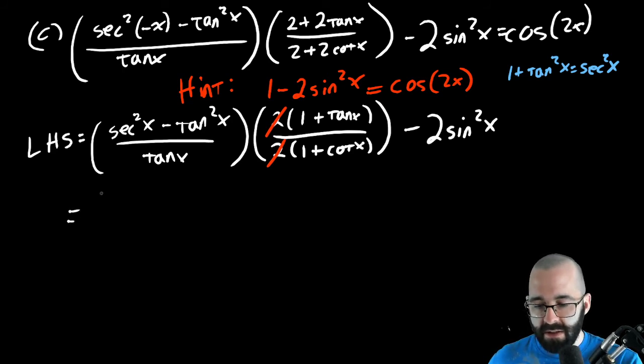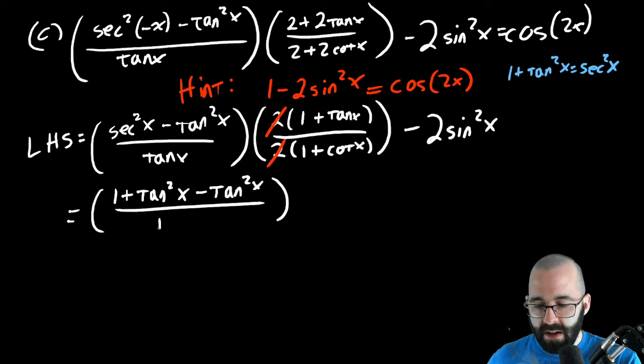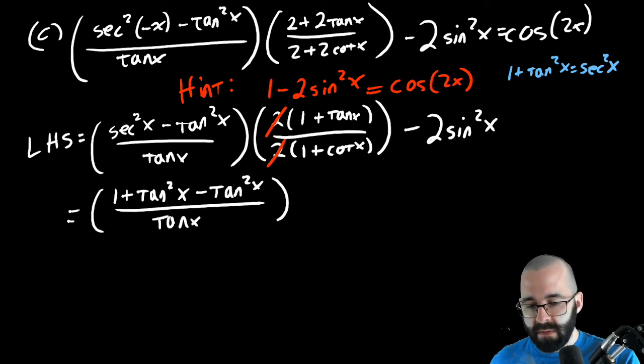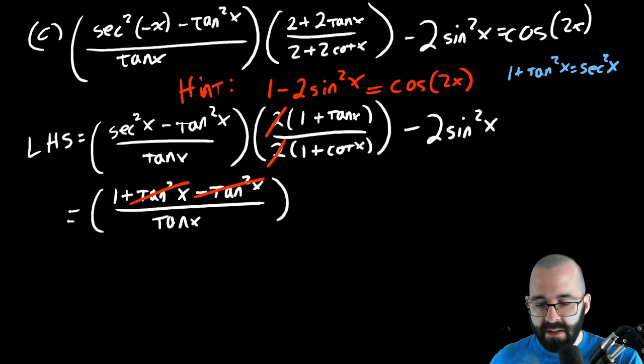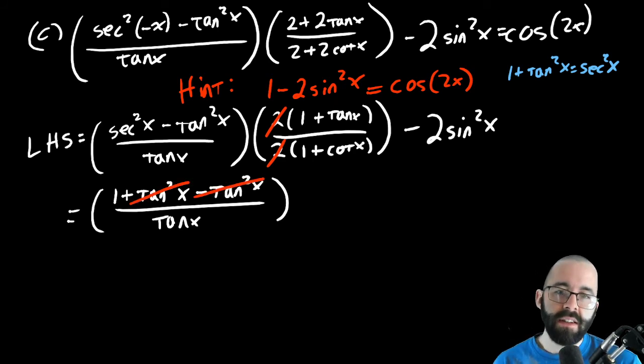Let's try it that way. Secant squared is 1 plus tangent squared, and we're subtracting tangent squared. Good. And we still have a tangent of x on the bottom. That's going to be really nice because those are going to cancel. We're just going to be left with 1 over tangent. Very good.